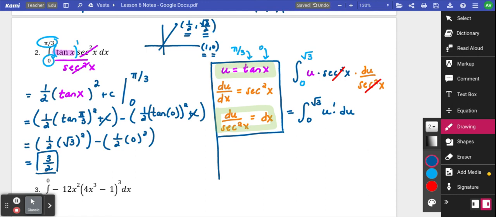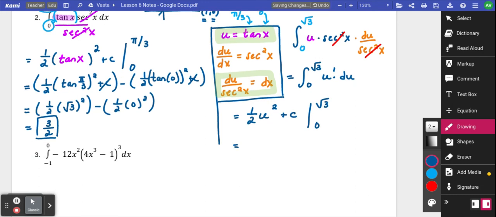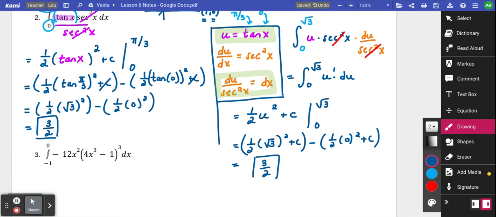This is really u to the first power, so the antiderivative would be u to the second power, and then I need to divide by that new power. I'm going to go ahead and evaluate between 0 and the square root of 3. Now when I plug in my numbers, I'm going to have 1/2 times the square root of 3 squared plus c, minus 1/2 times 0 squared plus c. And then the square root of 3 squared is still just 3, so I would have 3 over 2 as my final answer.